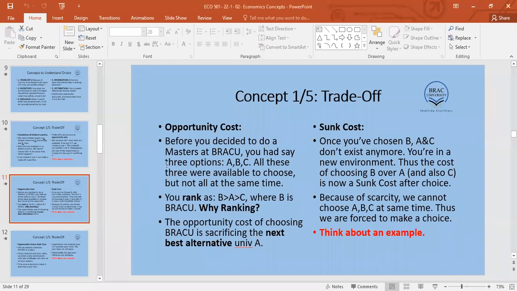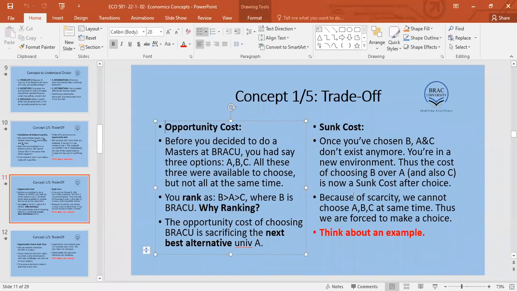Sir, over here it says that the opportunity cost of choosing BRACU is sacrificing the next best alternative. That means over here the opportunity is BRACU and the cost is University A. Is it that I'm sacrificing A? Okay. What is your ranking? BAC or BCA? Sir, BAC.